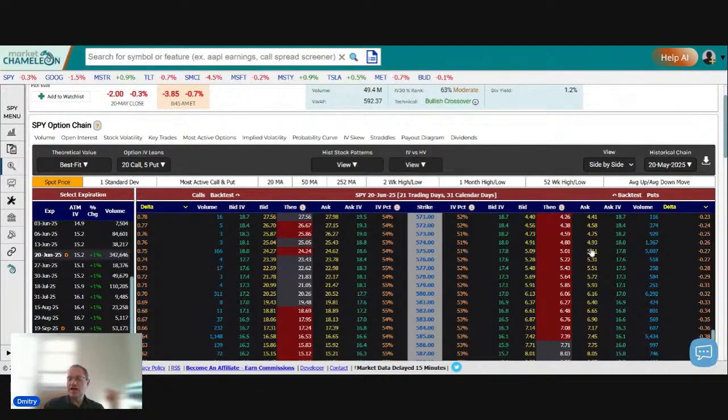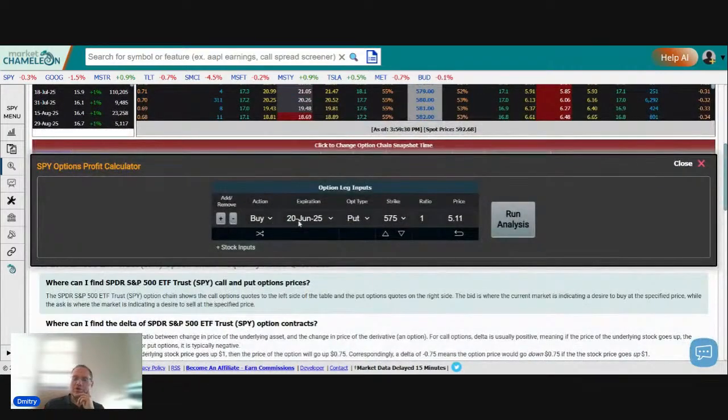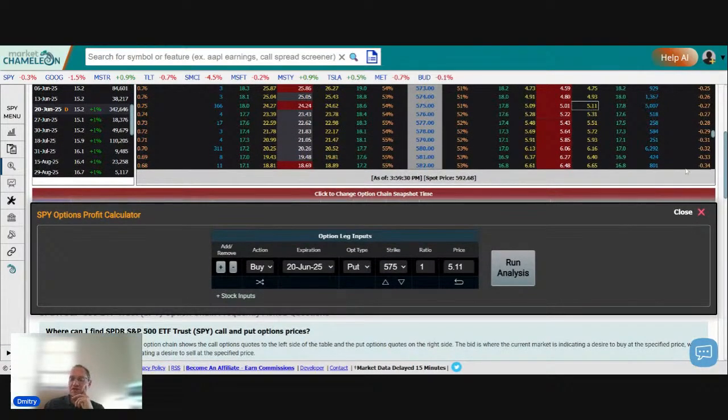So let's first put on a put spread. I'm going to click on the ask side, and when you do that, you see this ticket come up, buying the June 20th 575 put for $5.11, which is the price of the ask. You could change these parameters, but this is defaulted. If you click on the ask, it assumes you're looking to pay the offer and buy the ask. You could switch that if you need to, but we're going to leave that on the buy side. To complete the put spread, we need to sell a put.